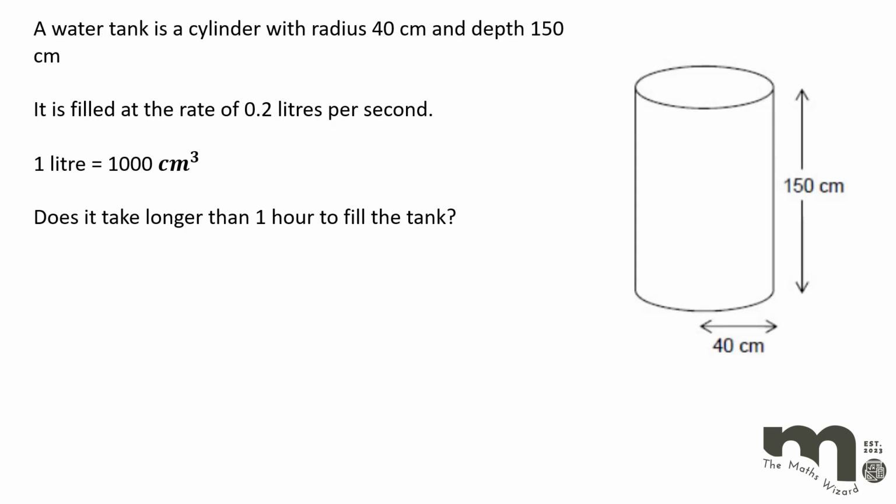Right, final example then. This time we've got a cylinder. It's got a radius of 40, a depth of 150, and it's being filled at a rate of 0.2 litres per second. And again, you're told that 1 litre is 1,000 centimetres cubed. So the question this time says, does it take longer than 1 hour to fill the tank? So if you pause your video and have a go, and make sure you definitely use a calculator for this one, because the sums are quite tricky for this particular question.